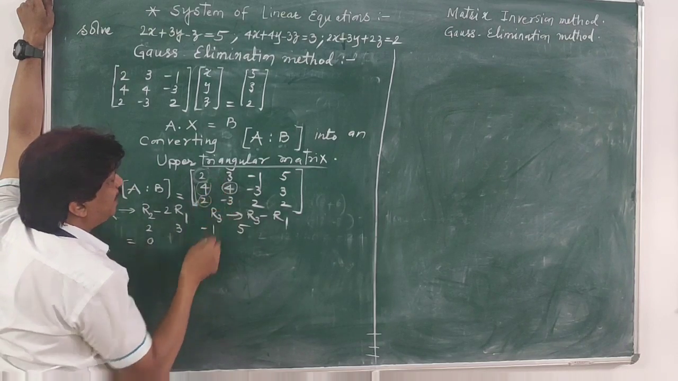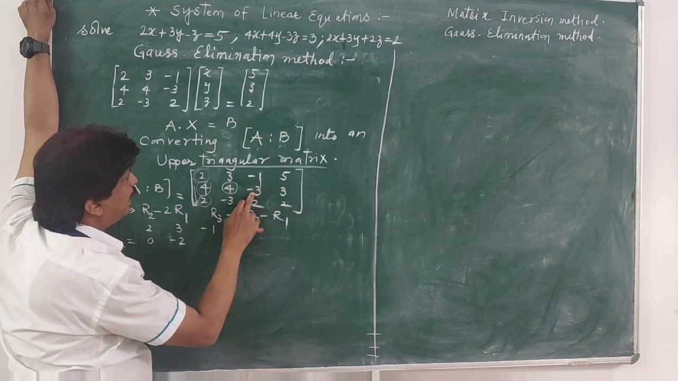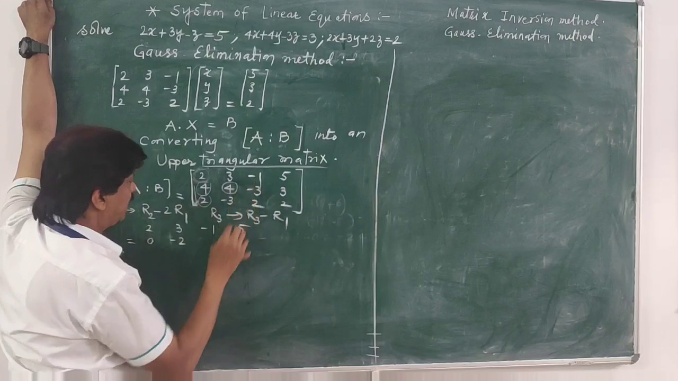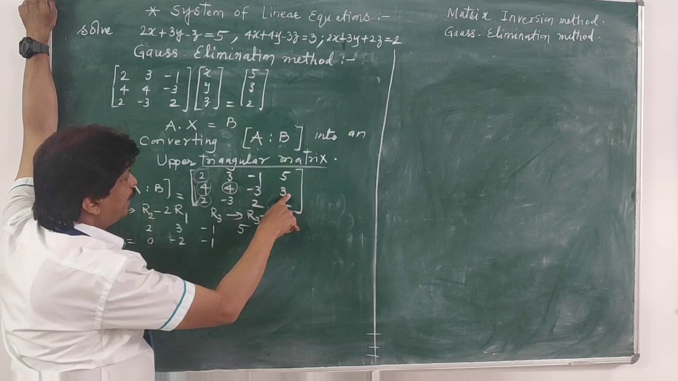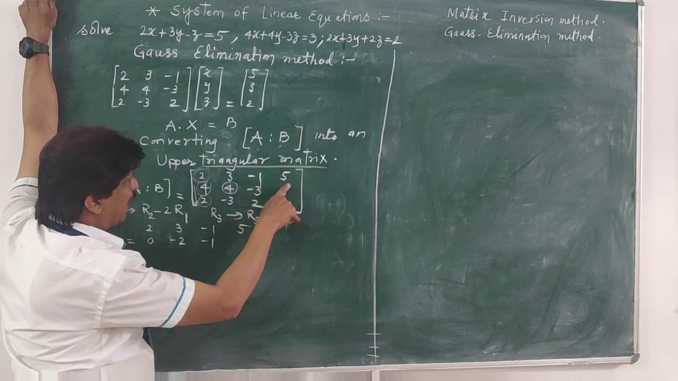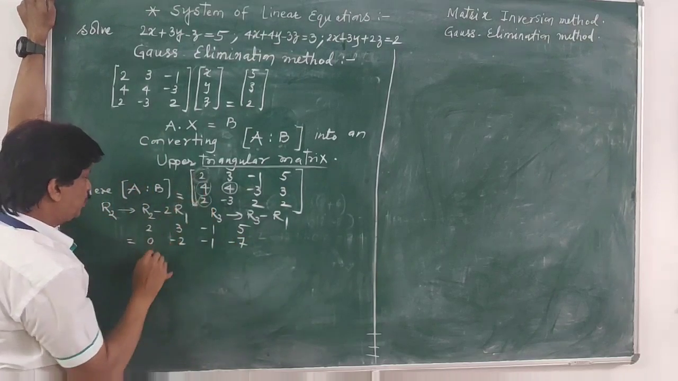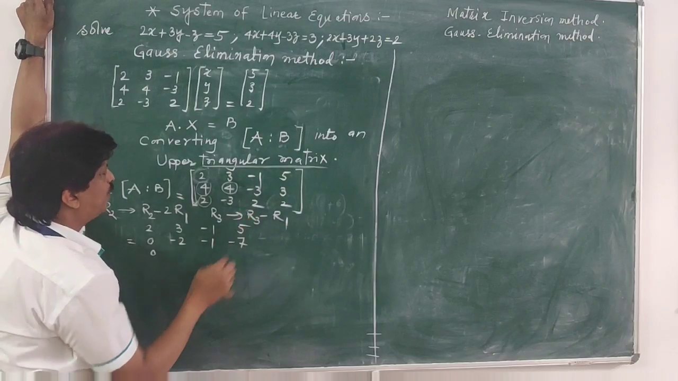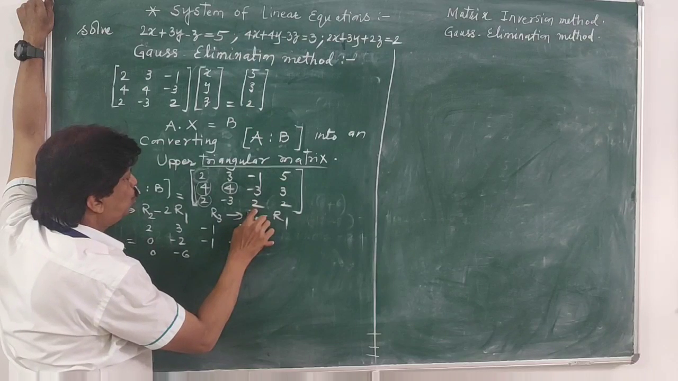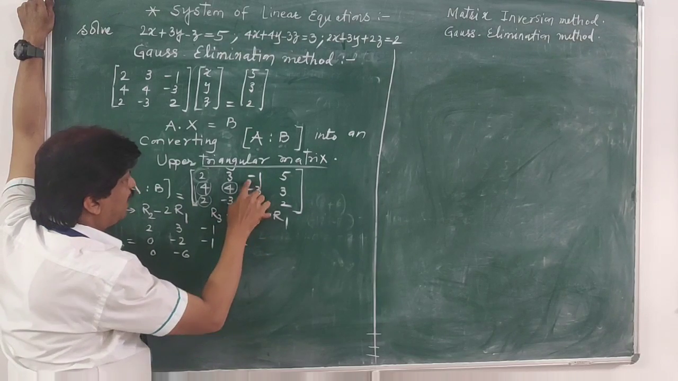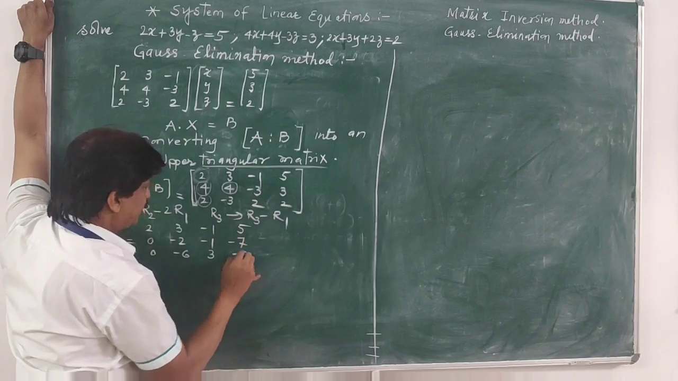Now 4 minus 6 is minus 2. Minus 3 minus 2 is minus 3. Then 3 minus 10 is minus 7. Now 2 minus 2 is 0. I am subtracting row 1 from row 3. So 3 minus 3 is 0, 3 minus 3 is 0, minus 1, 2 plus 1 is 3. And 2 minus 5 is minus 3.